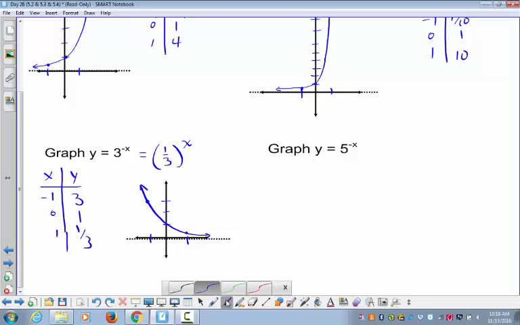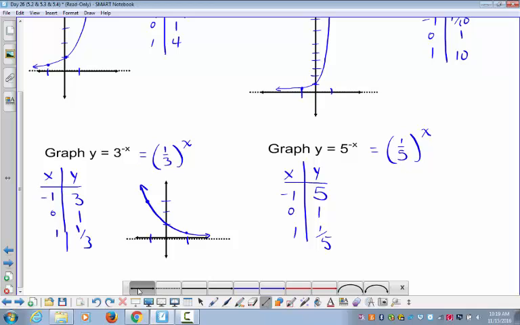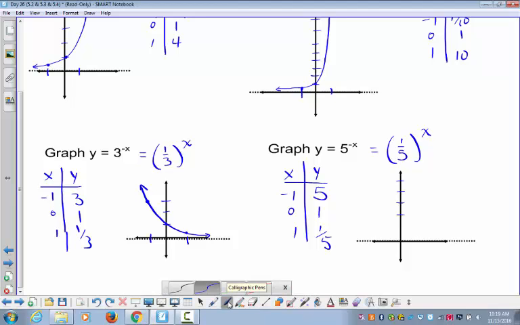Okay, so 5 to the negative x. Once again, if you want to rewrite that as 1/5 to the x, that's probably a better format if you want to really focus on the base being between 0 and 1. Doesn't matter though, you can plug and chug with either of those forms. Again, negative 1, 0, 1, and we get 5, 1, 1/5. The x-axis is a horizontal asymptote, and we plot our 3 points. So negative 1, 5 is up there, 0, 1 is there.